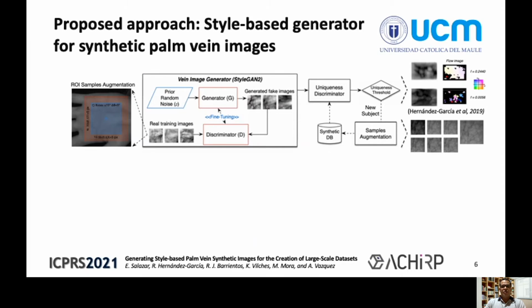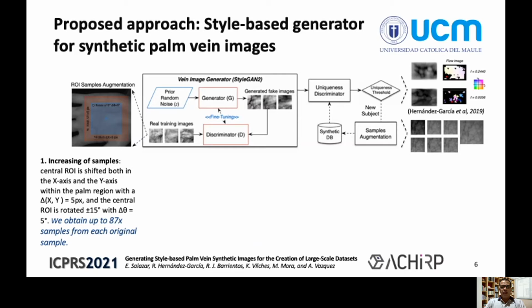Our proposed approach is represented in the figure, and it is based on the StyleGAN2 model. Firstly, since GANs require a large number of training data and the number of samples of public datasets is limited, we implemented a procedure to increase the number of ROI samples. Different from other approaches that apply image augmentation from the ROI samples, we increase the samples by moving and rotating a central sliding window within the entire palm ROI.